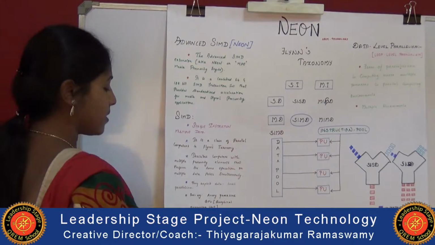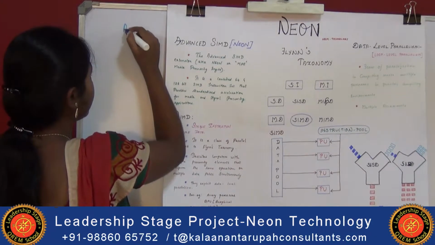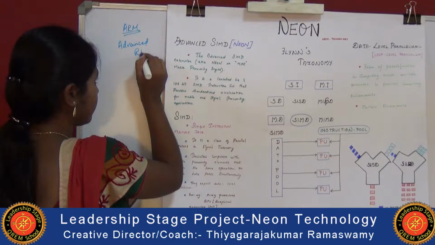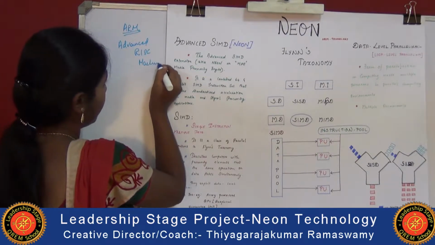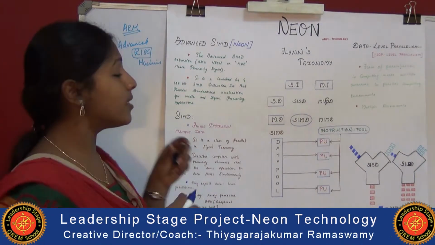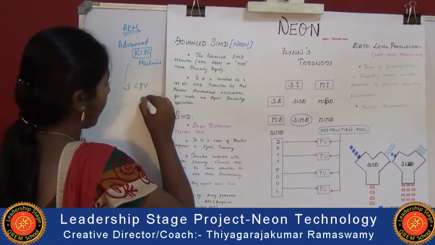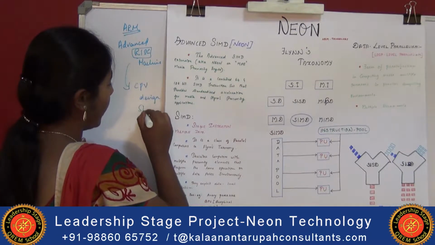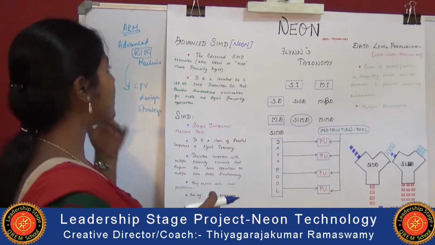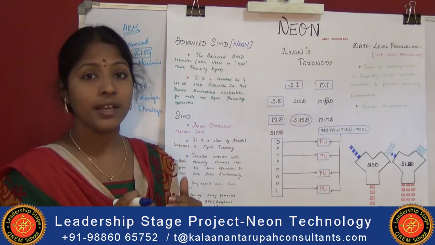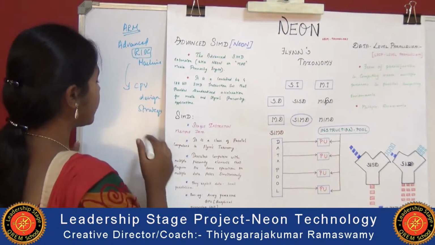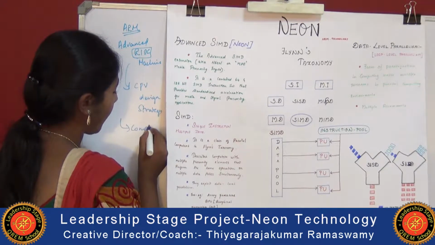So before that, what is an ARM processor? ARM is nothing but Advanced RISC Machine. RISC denotes reduced instruction set computing, which is a CPU design strategy. In RISC, the instructions are simplified as much as possible, and the instructions can be executed very fast, and it also provides very high performance.